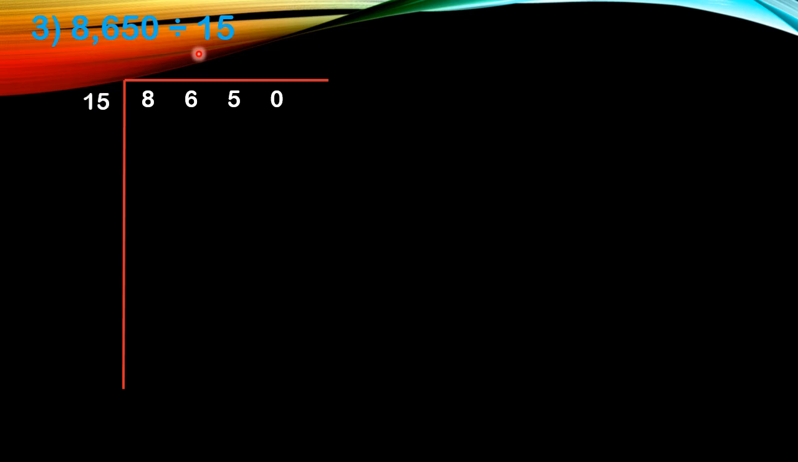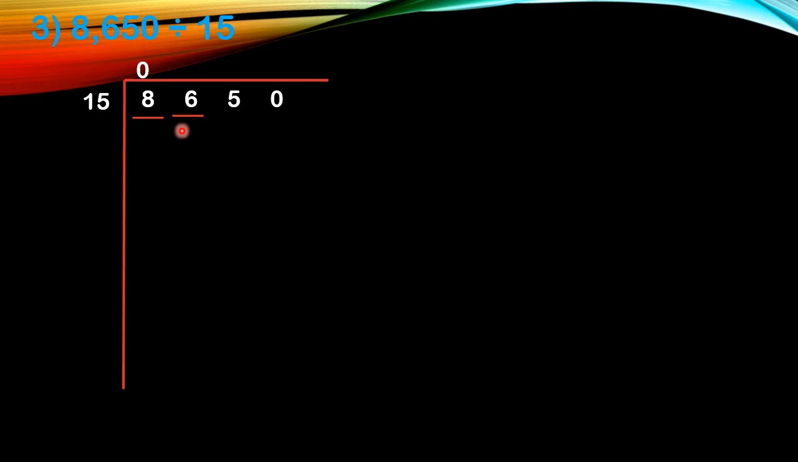So next sum, 8650 divided by 15. So first we have to write the dividend 8650, then divisor 15. So first you have to consider the 8. Okay. Whenever we divide a 4-digit number by a 2-digit number, we have to consider the first 2 digits. That is here 86.